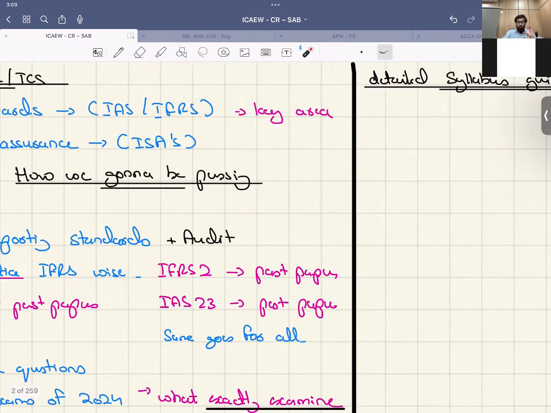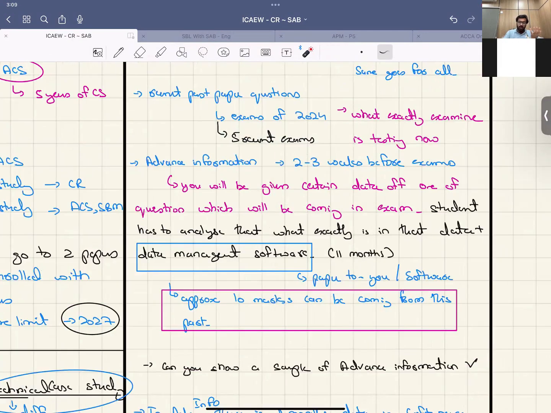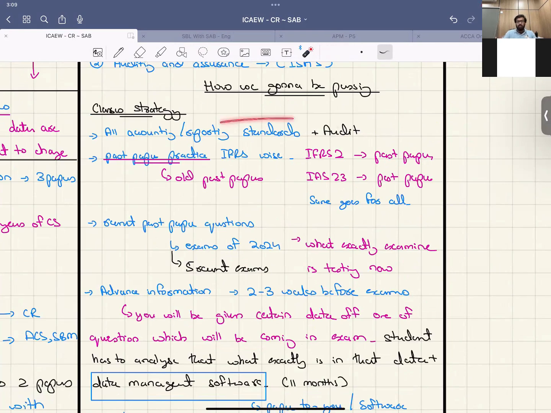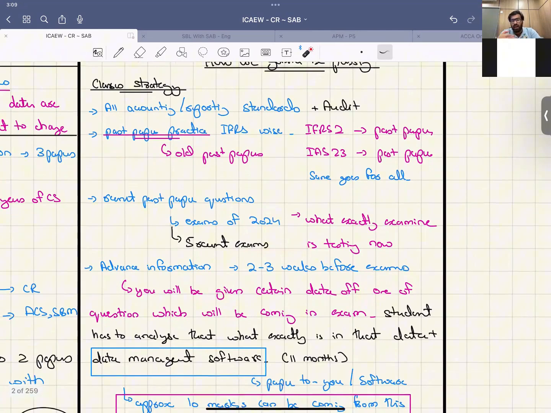One more thing, in order to prepare yourself, this is the strategy, right? Accounting and reporting standards plus audit, past papers practice, IFRS-wise recent questions we should be doing, I'll be doing it with you, and the analysis of the advance information that will be released 2-3 weeks before, right? This is how your Corporate Reporting exam can be passed. Just this, you have to do it, and that's a pass. And yes, 150 hours of dedication. If you can give it, you can easily pass this paper.